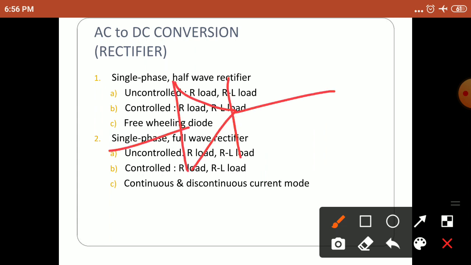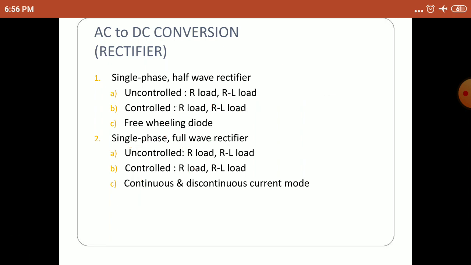What is the difference? This is your diode, whereas the SCR has a gate here, along with anode and cathode. In a diode, only anode and cathode are there. So if the anode polarity is more than the cathode polarity, the diode conducts, whereas in an SCR, even if the anode and cathode polarities are as per the specifications, if the gate signal is absent, the SCR will not work. That is the difference between using a diode and using an SCR. So that is called uncontrolled and controlled rectifiers.